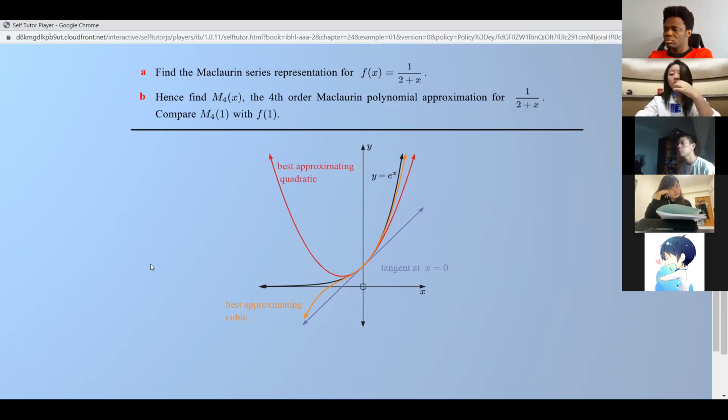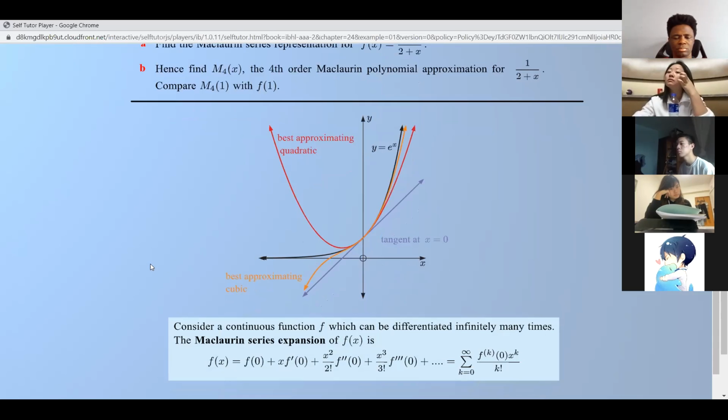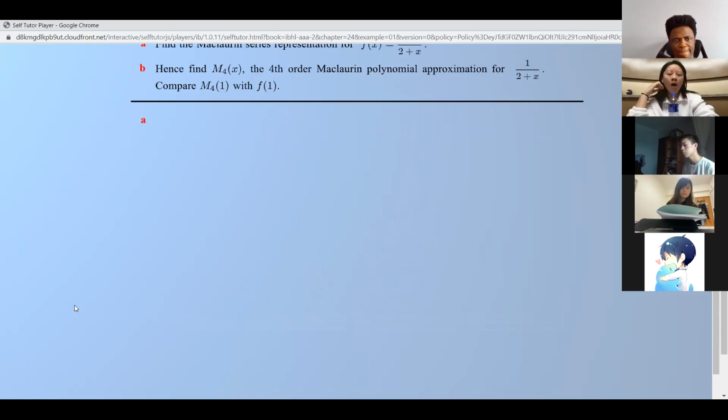Since we are using information about the curve based on the point where x equals 0, we can expect any Maclaurin polynomial approximation for the curve to be most accurate near x equals 0. If we continue this process forever, we can generate an infinite series called the Maclaurin series expansion for the function. Assuming all of the derivatives exist, and that the series converges, the Maclaurin series will be exactly equal to the function. In this example, we consider a rational function.